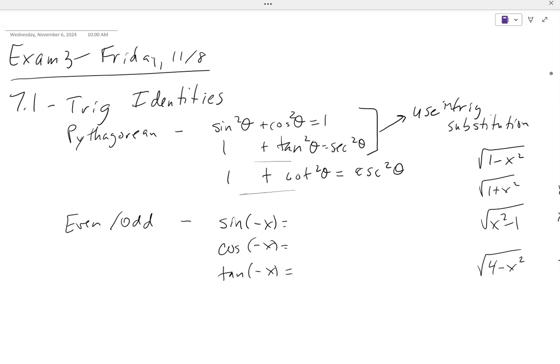That's the property of the fact that the sine function is odd. It's also a property that your tangent function is odd. Cosine, however, is even, so cosine of negative x is just cosine of x. Good. Yep. Good.